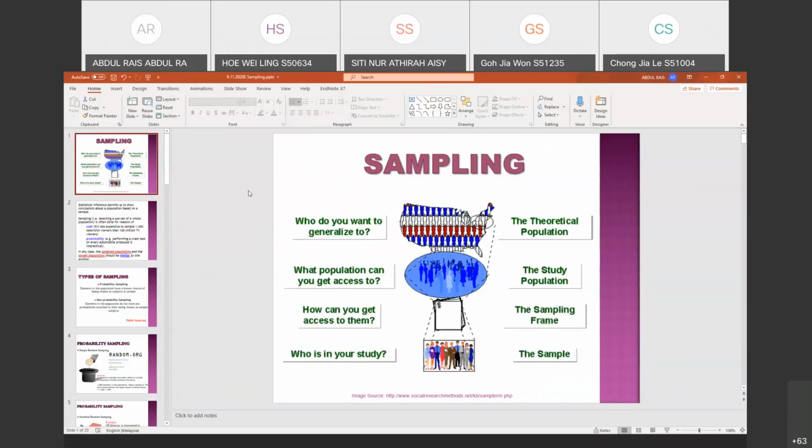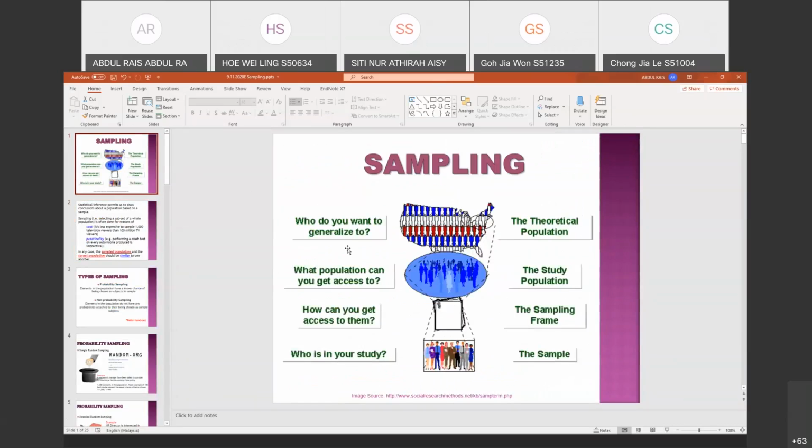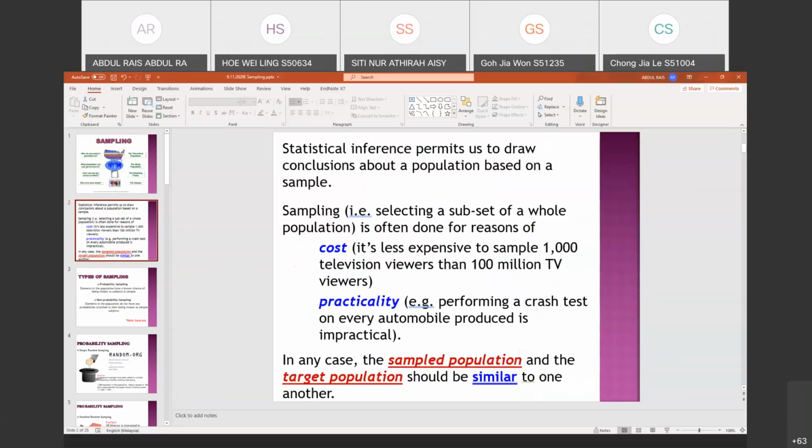Okay, class. For the final topic, we will be covering sampling. Why do you need to do a sampling technique?